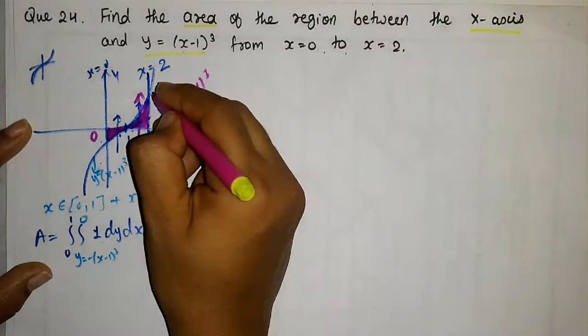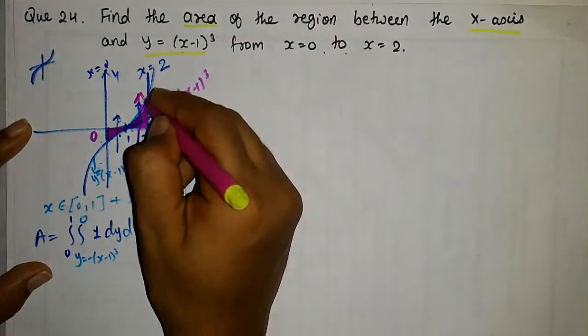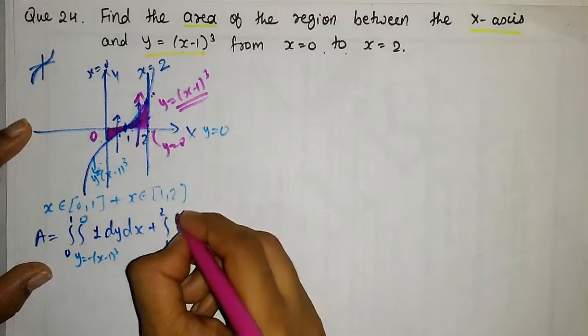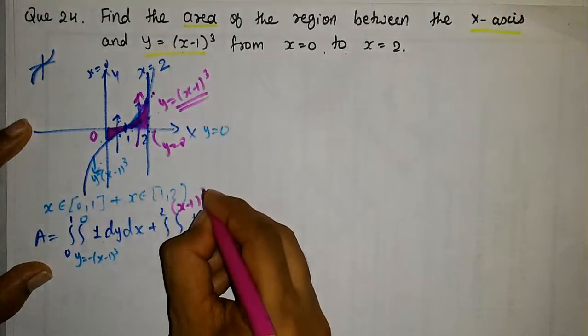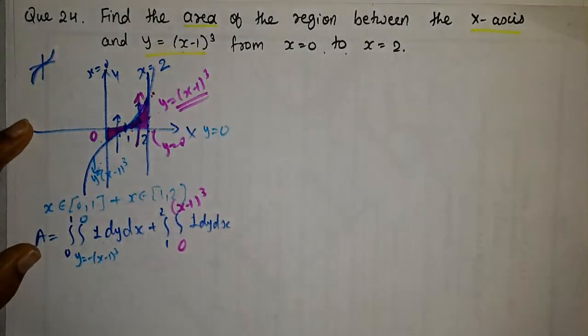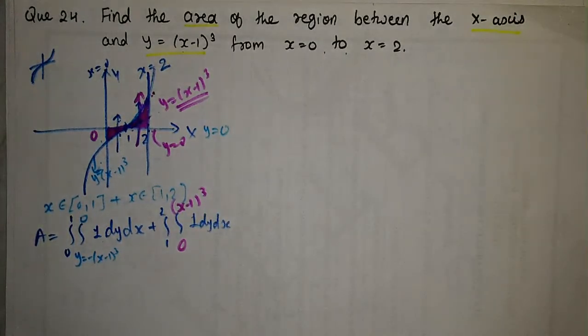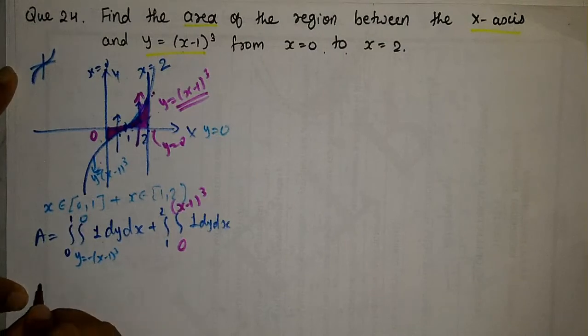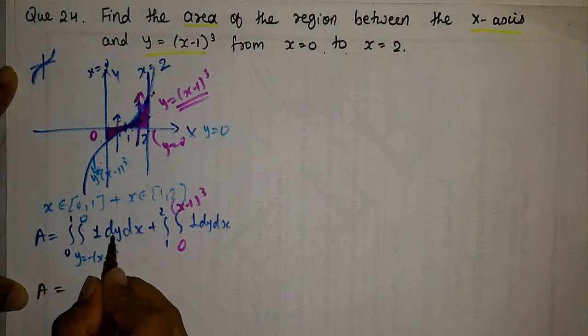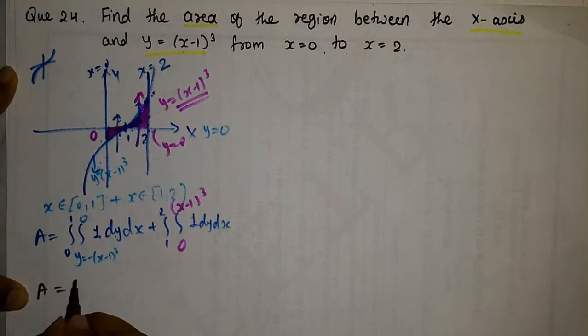It's the first quadrant. Here the x-axis and y-axis are positive, so this will be positive. So it will be (x minus 1) whole cube, and here it's 0. So we have found the limit. Now we just have to integrate this term. So area is equal to the integration of 1 with respect to dy, which is y.